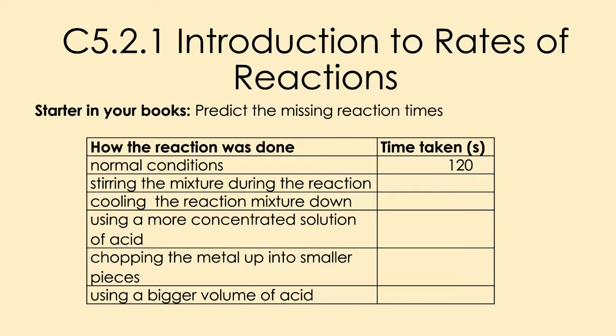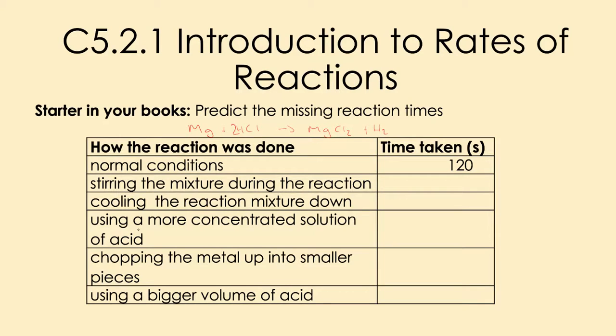Welcome to the video for C5.2.1, where we're going to look at the introduction to rates of reactions. So for this start, I want you to pause the video in a minute. We're going to do this reaction here. So we take magnesium and react it with acid, we get magnesium chloride and hydrogen.